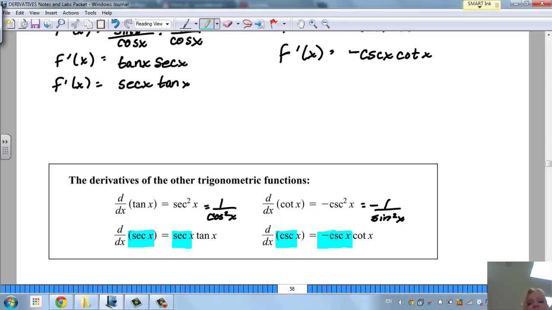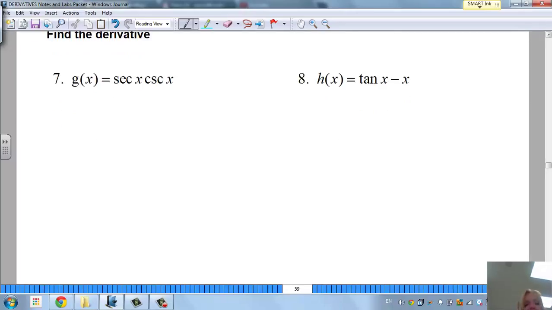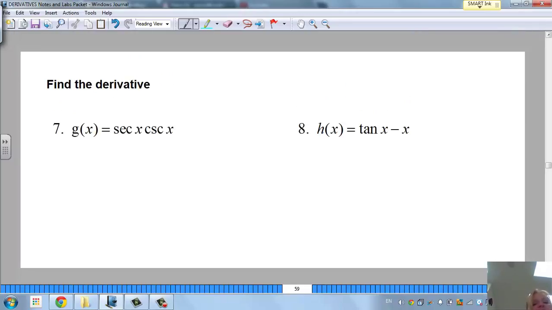That's important. Okay? Now let's do 4 problems to practice this, and then we're going to do more in class, but this will just give you a little taste of how you work on these. So we're going to do some here. So I've got g of x is secant, cosecant.